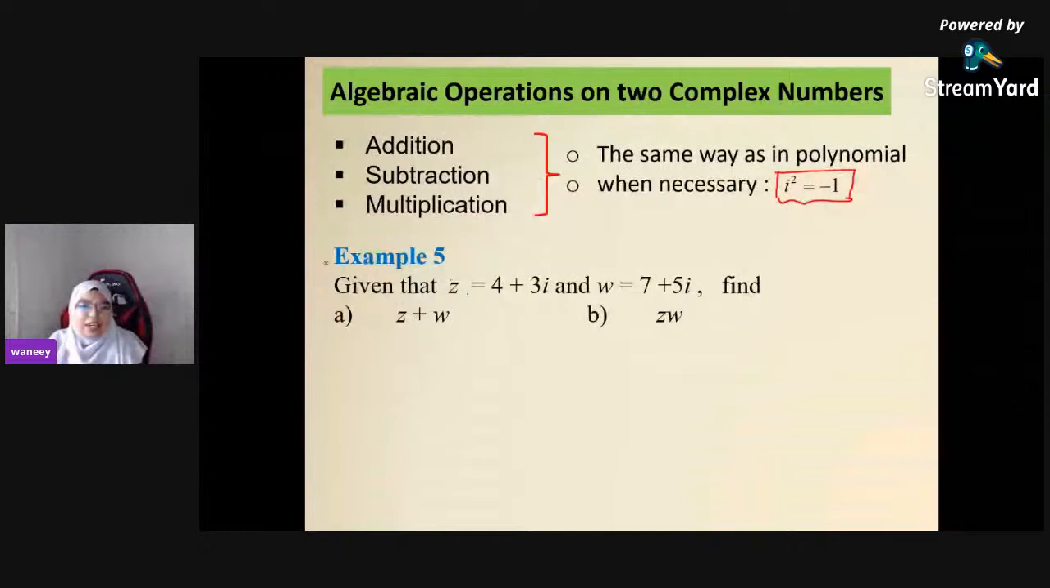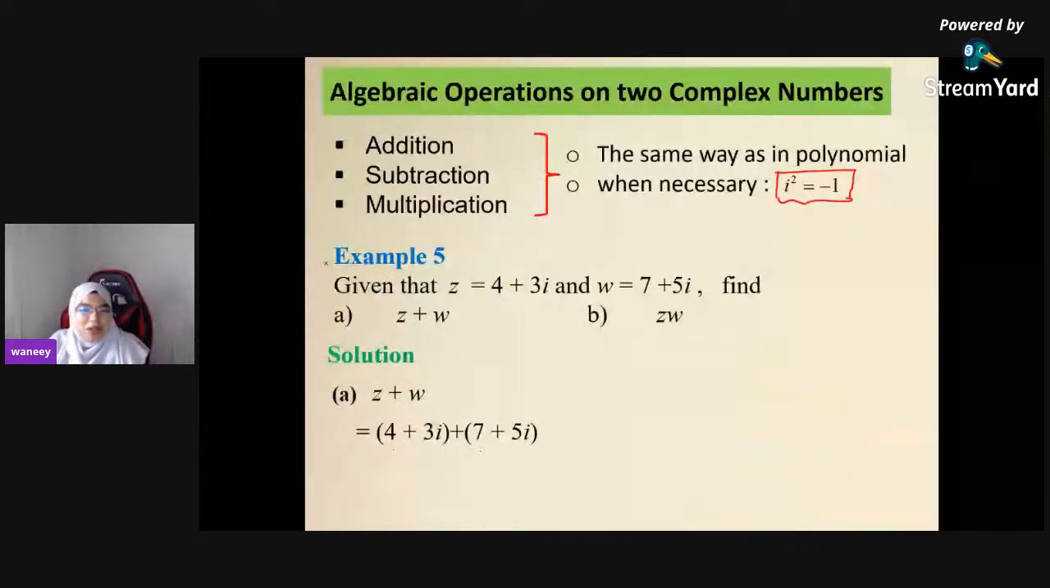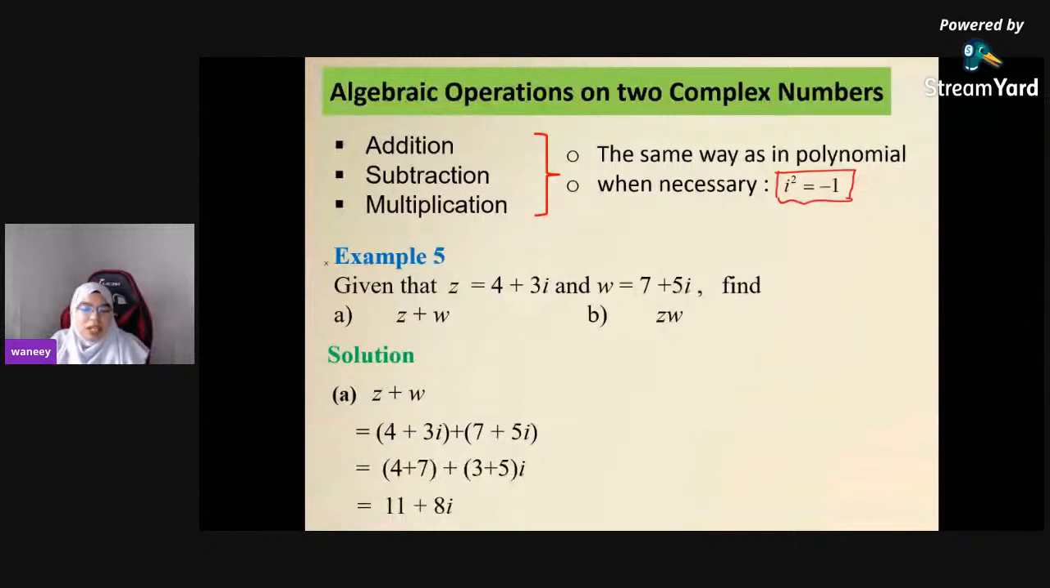Okay, so given that Z is 4 plus 3I, W is 7 plus 5I, find Z plus W, Z times W. Firstly, let us add them first. Same thing with polynomial, numbers with numbers, unknown with unknown. Kalau polynomial kita panggil unknown lah, this time we panggil imaginary number, sorry. So 4 plus 3I plus 7 plus 5I. 4 plus 7 first, it will become 11, and then 3I plus 5I will become 8I. So 11 plus 8I.